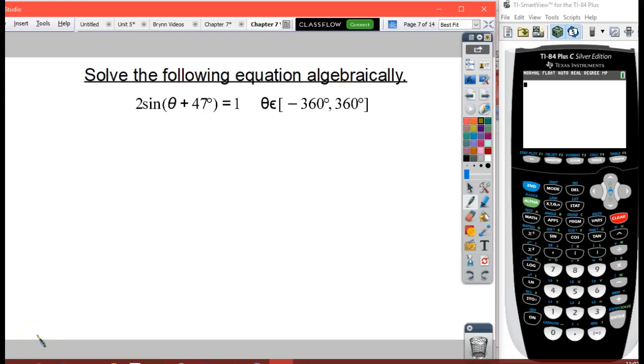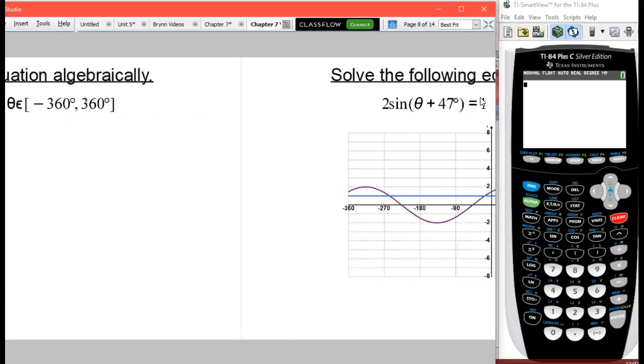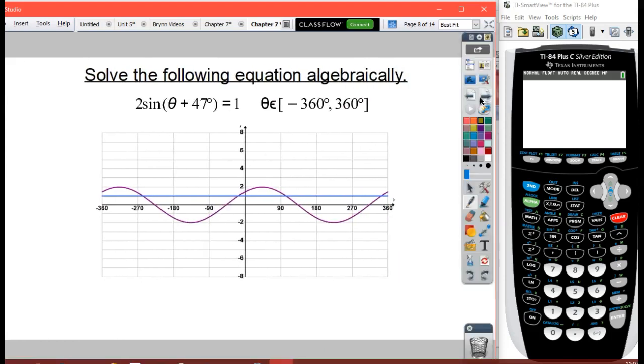In this problem, we're looking for angles theta between negative 360 and positive 360 that would make this equation true. Before I start to solve it algebraically, I'm going to look at the graph. And so you can see our sinusoid. Here's 2 sine of theta plus 47 shifted to the left 47 degrees and has an amplitude of 2. And we're looking for where that curve equals 1.